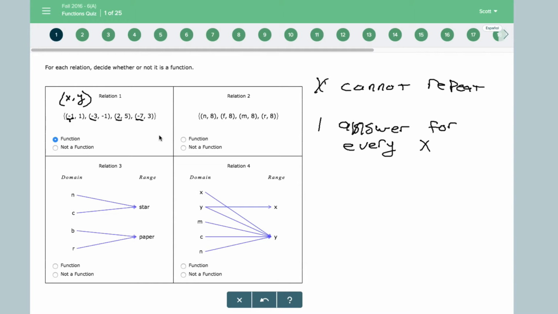Okay? And if we look over here at the second relation, we have x, x, x, x. Now we know they're all letters. That doesn't matter. X can be anything. And so as long as they don't repeat, okay, they can't repeat. So we have n, f, m, r. And nothing there repeats, so that tells me it is a function.